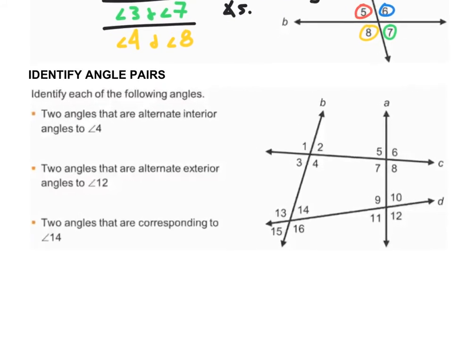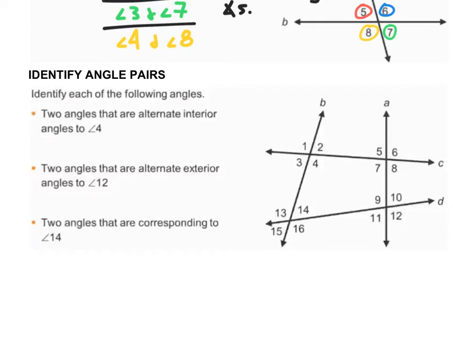And so what I want to do is take a look at this. And this is two lines that are intersecting. And so you can think of this when you have two pairs of intersecting lines, that they're all considered transversals to each other. Okay, so on this example, what we want to do is identify each of the following angles. So I want to identify angles that are alternate interior angles to angle 4.